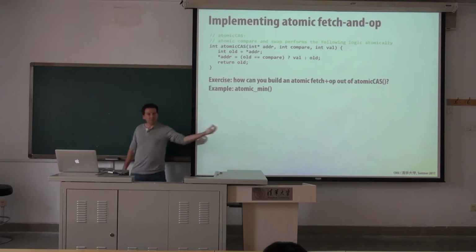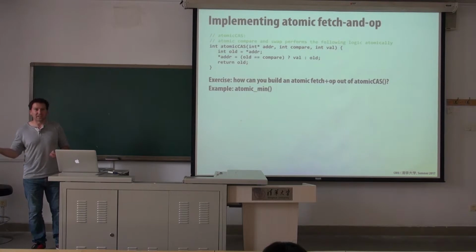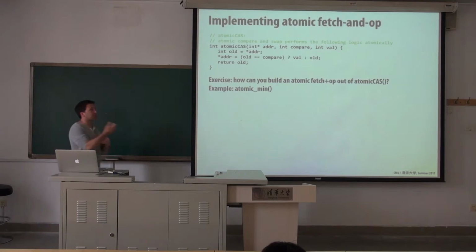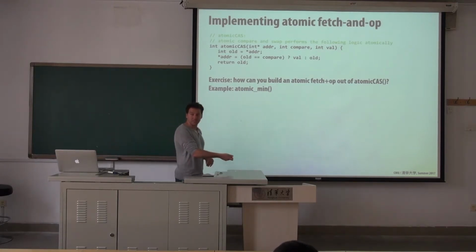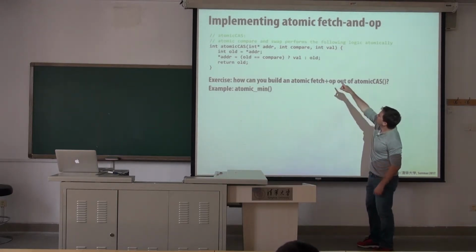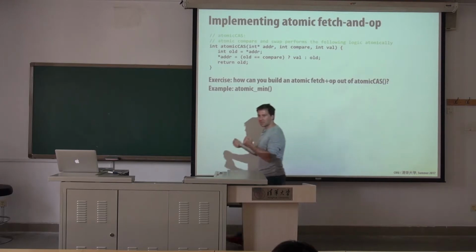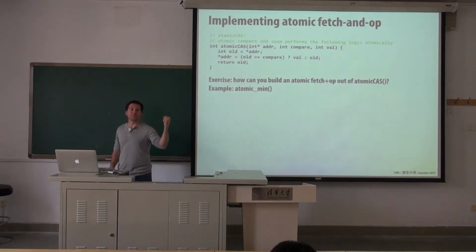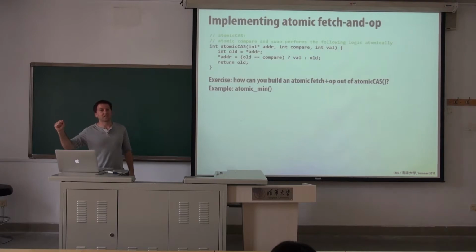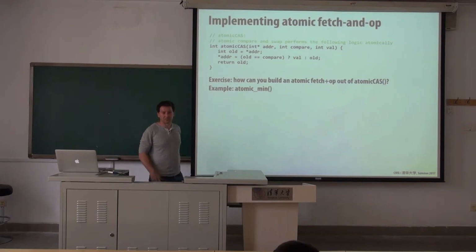So it will take the value from memory, load it, compare it to the value compare. And if the value in memory equals compare, it will write the value into memory. So it's basically test and set, except test and set had hard-coded compare was 0 and val was 1. So it's a little bit more general test and set. I give you 2 integers. You compare the address in memory to the first one. If the comparison is the same, you write the second one to memory. And you always return the old value.